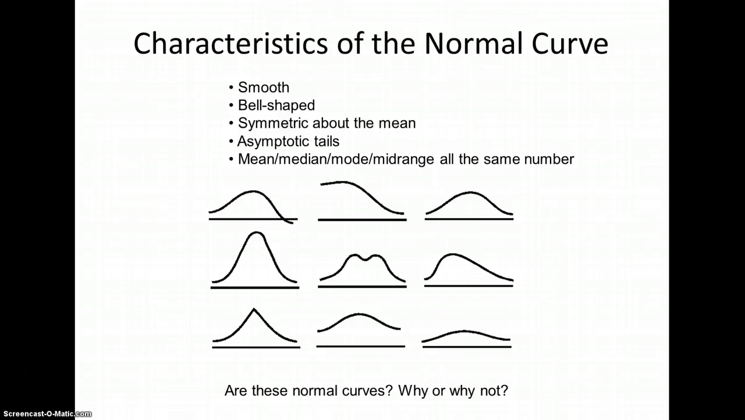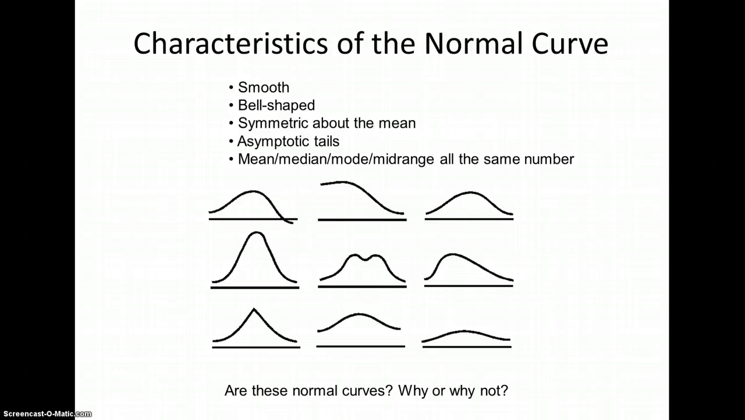Characteristics of the normal curve. A normal curve is smooth. It's basically shaped like a bell or a mountain. It's symmetric about the mean, and the mean falls right at the peak of the mountain, or the middle of the data range. If you fold the normal curve in half, it should basically match side to side. It's symmetric.